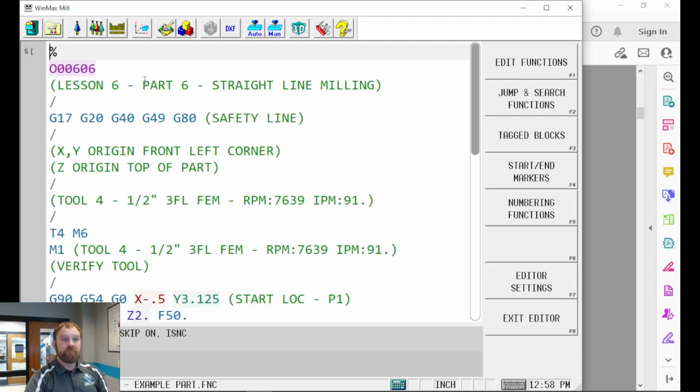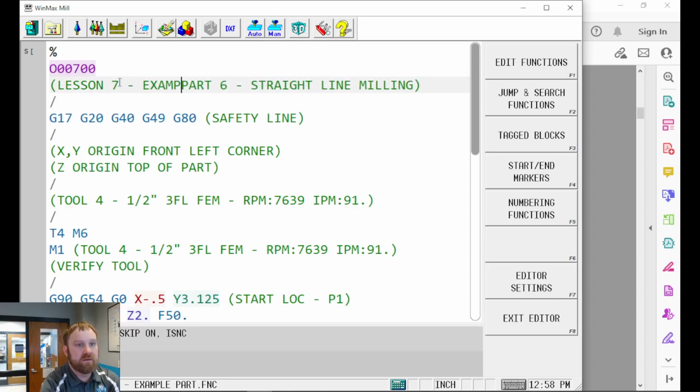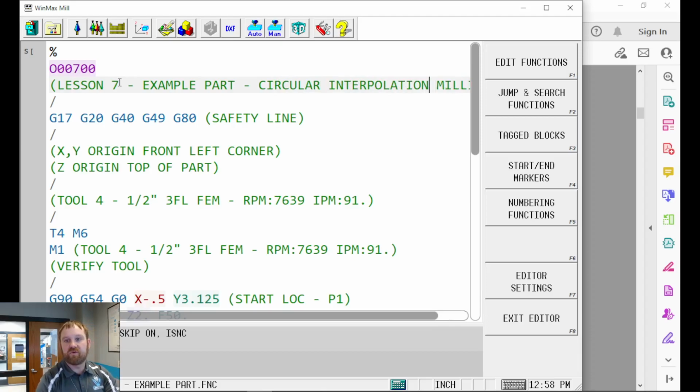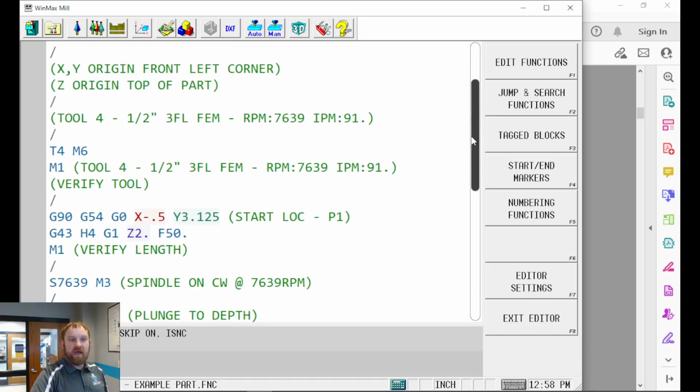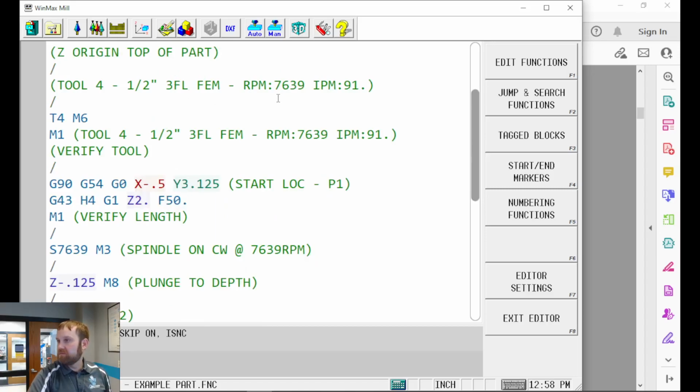Okay. I'll go in here, change a few things. This is just going to be 700, I'm going to call it, for lesson 7. No real part number. Lesson 7. Example part. Circular interpolation milling. Okay, we're going to use this same tool. I'm just going to mill around this part.